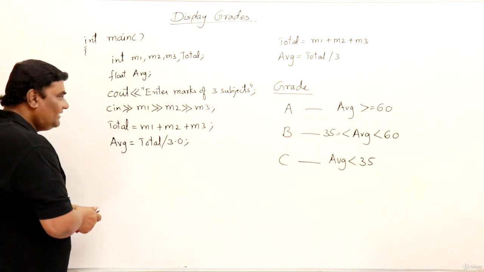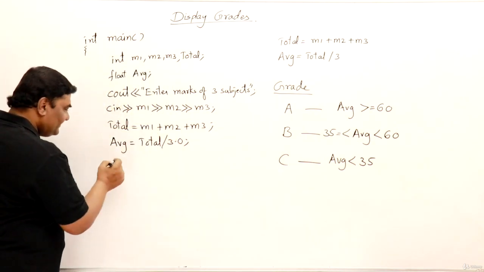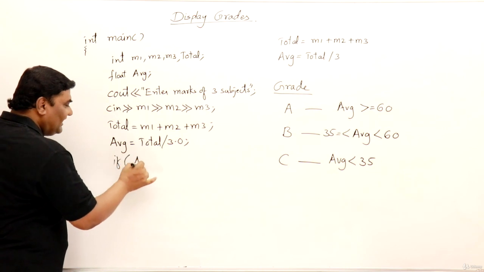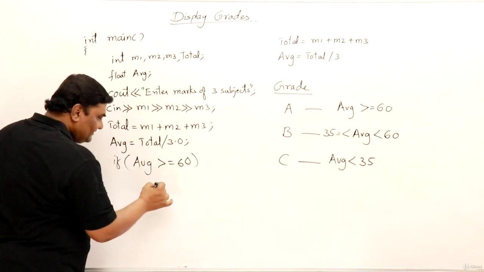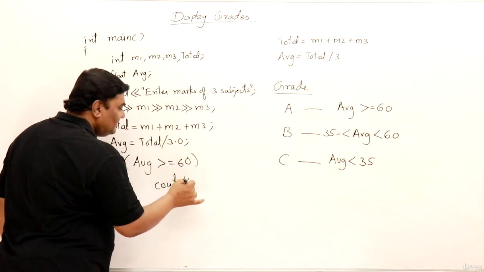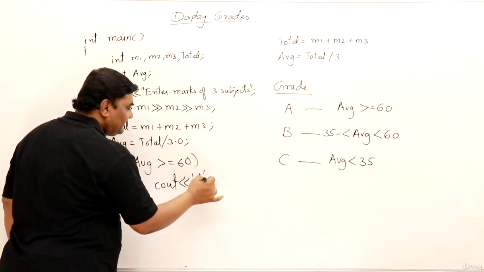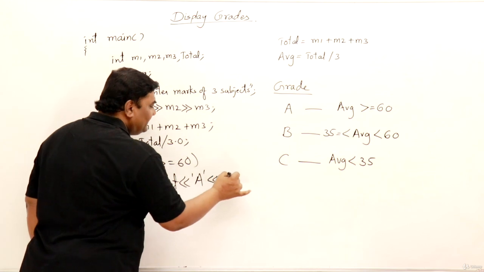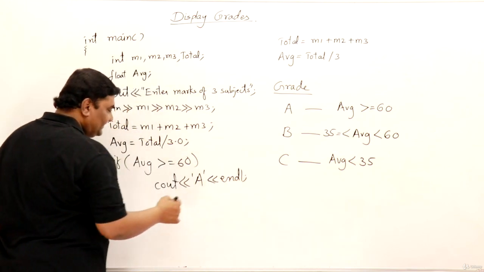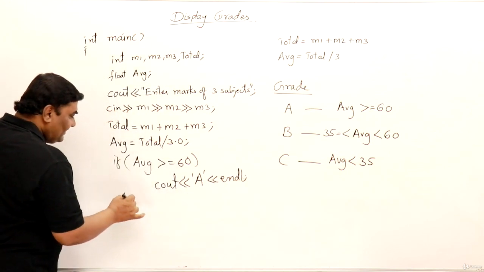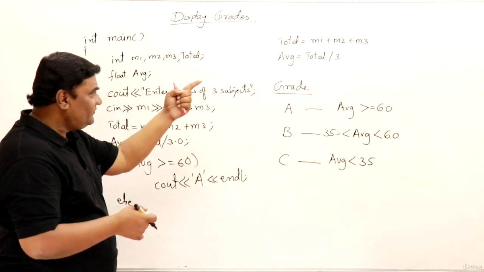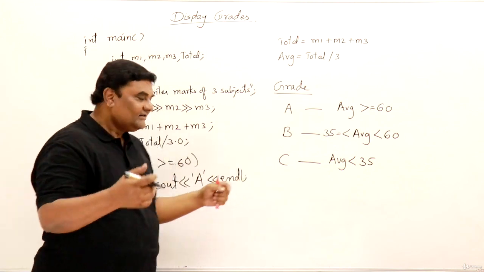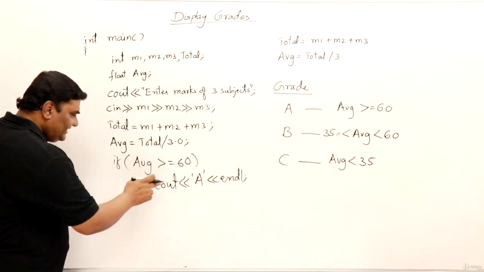Now here, let us display the grade. So first of all, if average is greater than or equal to 60, then cout A, just this grade, and also endl. So if at all you want a new line, you can take that. Then I have only one statement inside this. Just I want to display the grade. As I said, I don't want to display marks and average. You can do that. So for me, I don't need curly brackets.